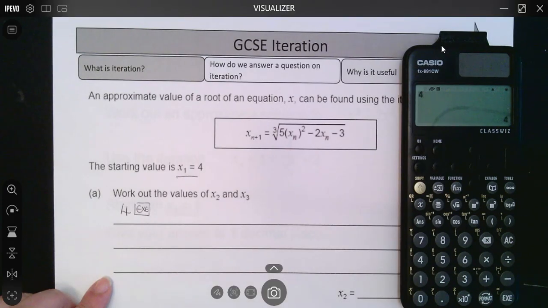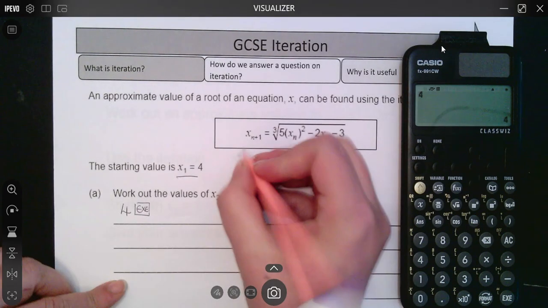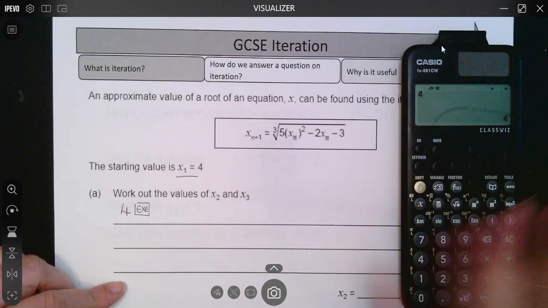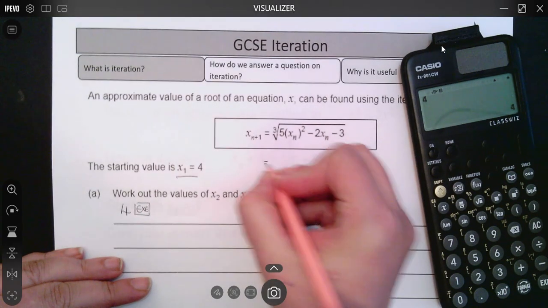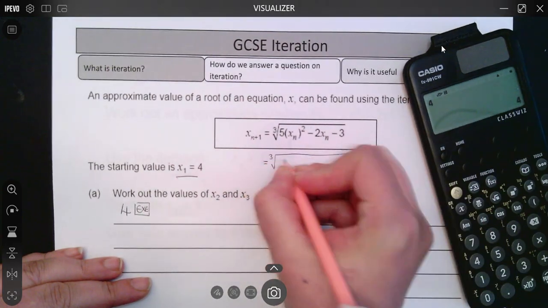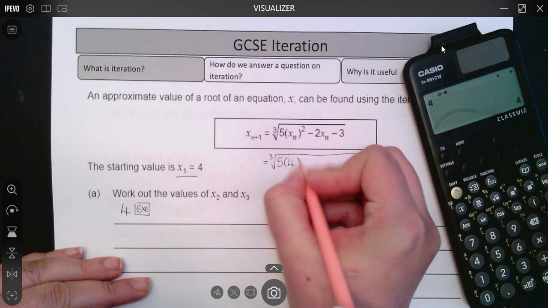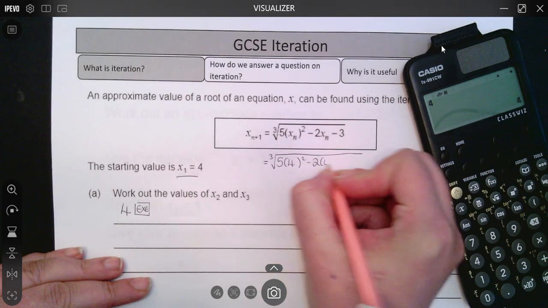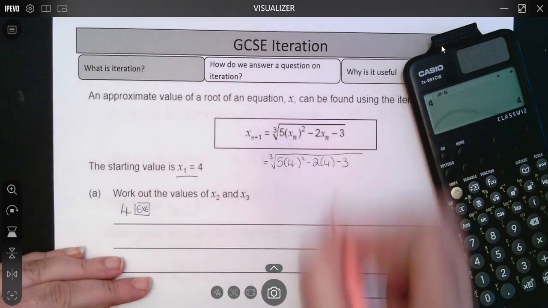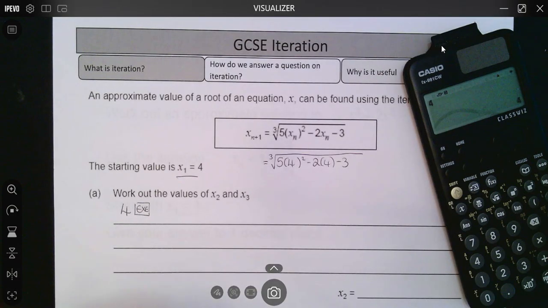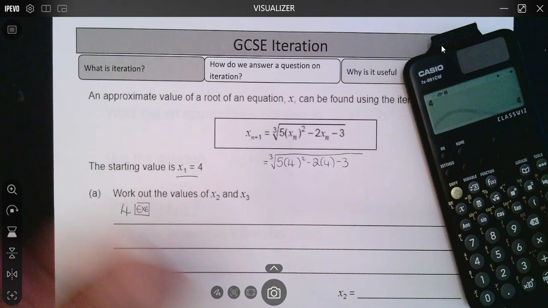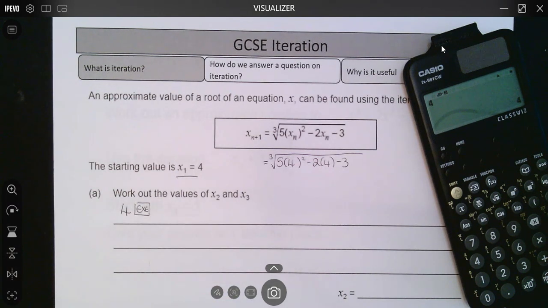Now, when I type in this formula, I'm not going to type in what I did in my previous video, which is I would have typed in 5 times 4 squared minus 2 times 4 minus 3. To be honest, when you've seen me do it the first time, you think, oh, I could just type that in. However, when I find x3 and x4 and any further ones, what I'm going to do is going to be a lot quicker.